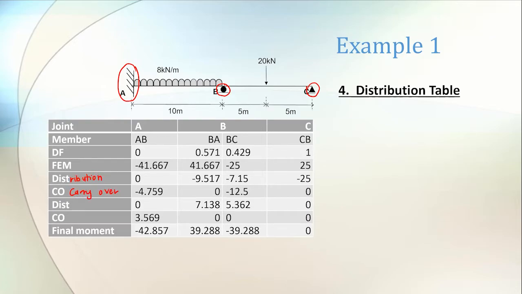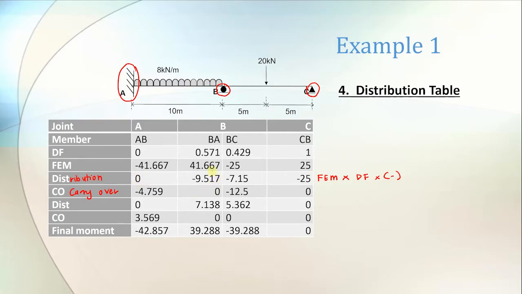Kita distribute dulu. For FEM, negative 41.667. So you ambil this value to get the distribution. So FEM times DF, darab negatif. Negative 41.667 darab kosong and then darabkan dengan negatif. So bila dah darab kosong memang tetap kosong walaupun darab negatif.